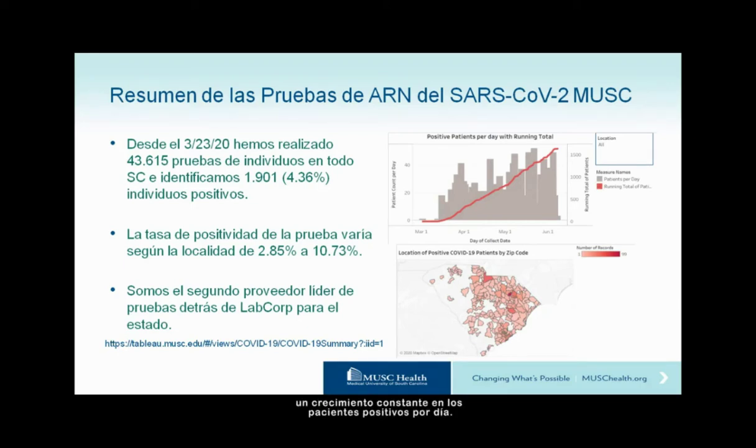You can see in the panel over here the steady growth in positive patients per day. The heat map over here shows the different locations that we are serving and the number of positive patients in those zip codes, if you will. The darker red indicates the higher percent positive. That percent positivity rate from the patient populations we serve ranges from a low of 2.85% up to a high of almost 11%. We are the second leading provider of testing behind LabCorp in the state of South Carolina. We're quite proud of that.